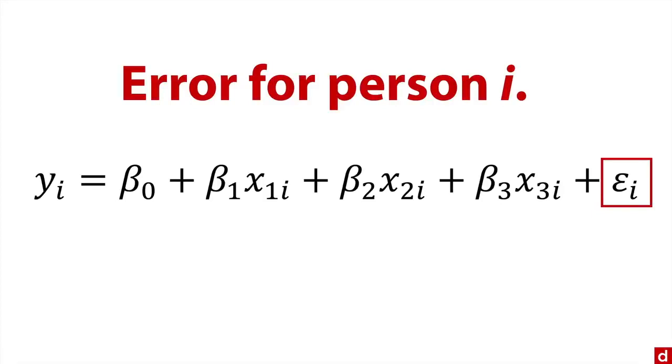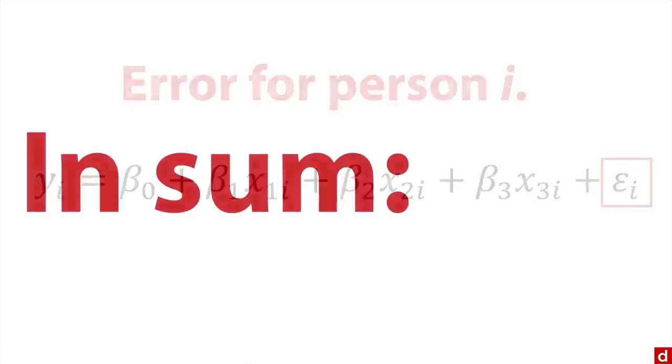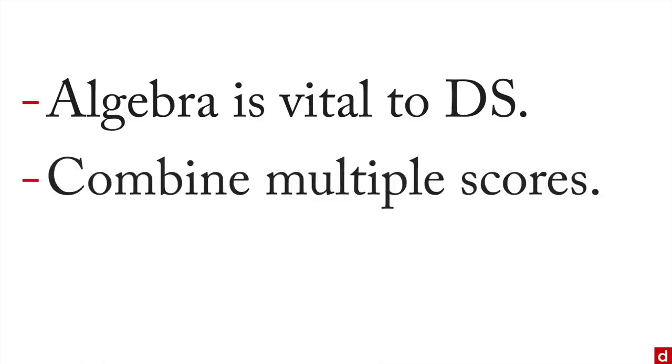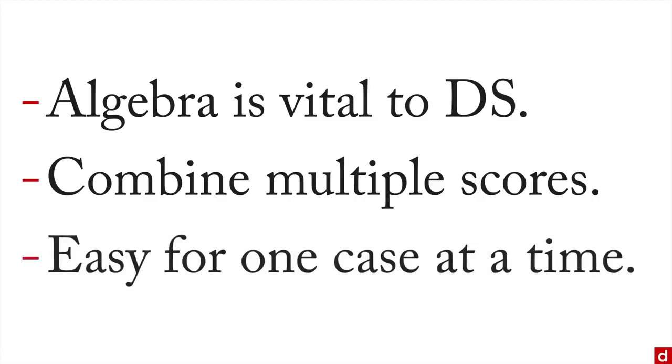Now I'm going to run through some of these procedures and we'll see how they can be applied to data science. But for right now, let's just say this in sum. First off, algebra is vital to data science. It allows you to combine multiple scores, get a single outcome, do a lot of other manipulations. And really, the calculations are easy for one case at a time, especially when you're doing it by hand.